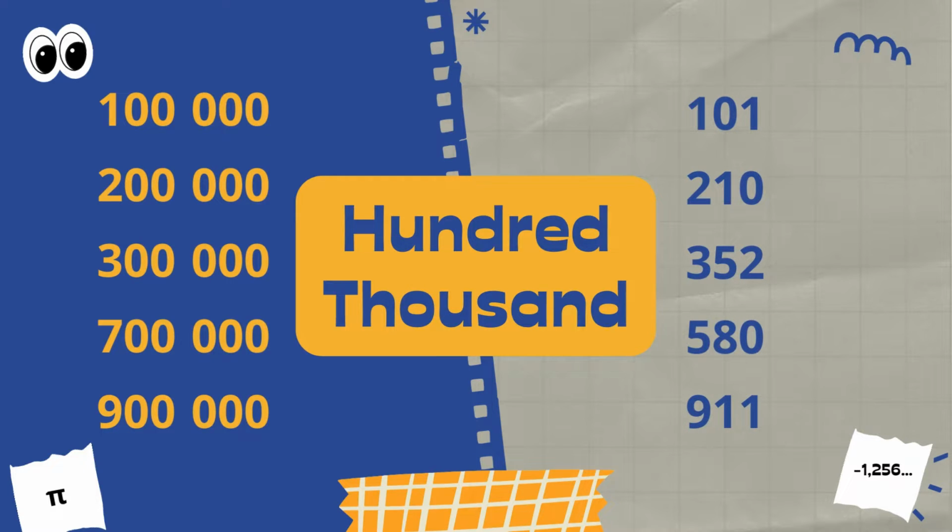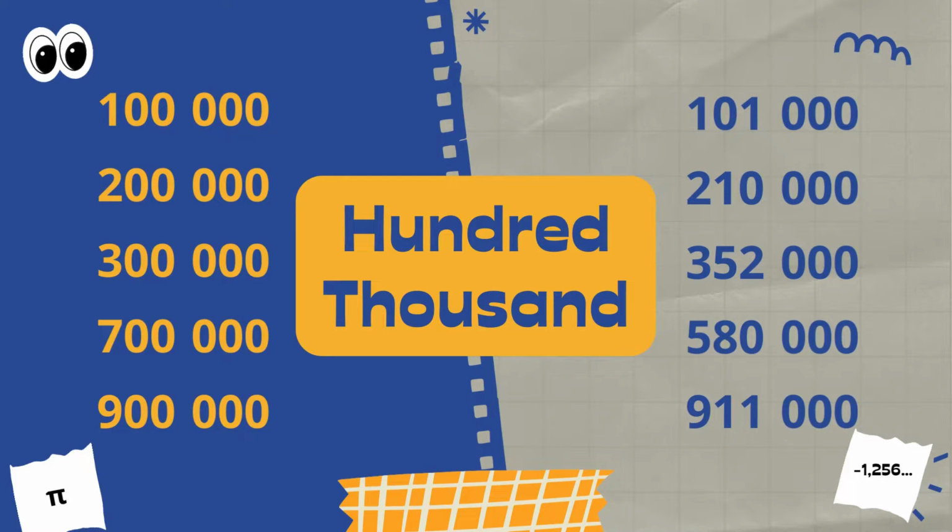Check these numbers now. We have 101, 210, 352, 580, and 911. How do you change them? Yes, you got it. Exactly the same. Adding 0, 0, 0. And we count 101,000, 210,000, 352,000, and you can count the rest. Really easy, huh?